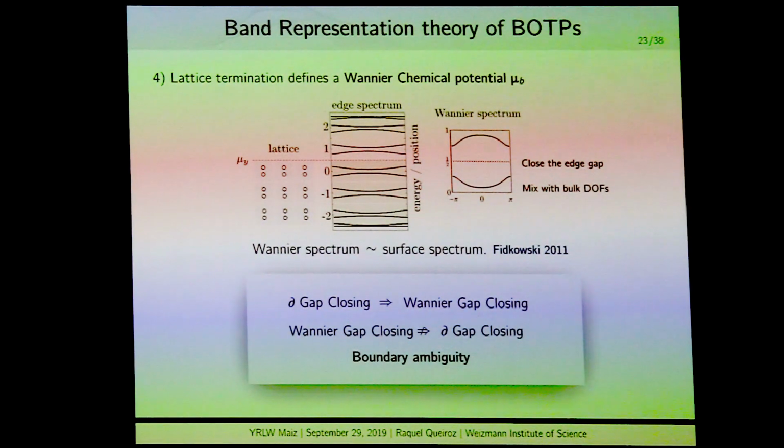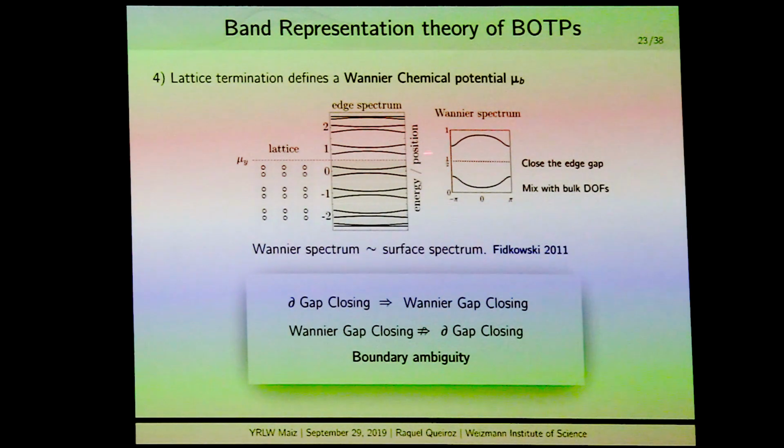That is an ambiguity that naturally arises in the problem that I need to fix. So in fact, if I have a boundary gap closing, I necessarily have a Wannier gap closing, but the other statement is not true. If I have a Wannier gap closing, I don't necessarily have a boundary gap closing.